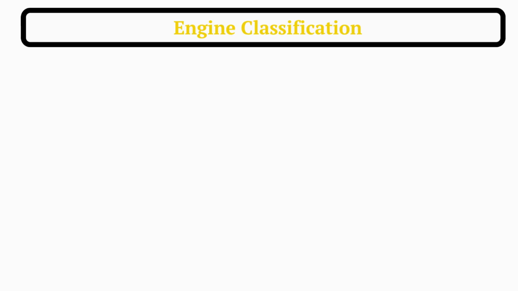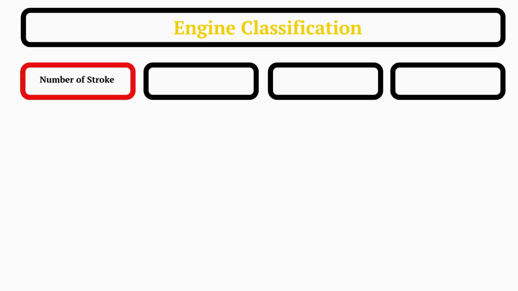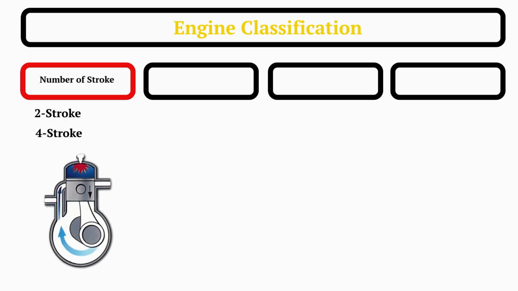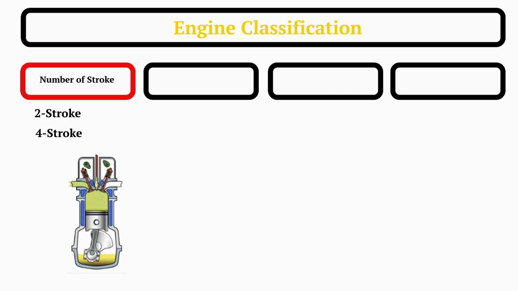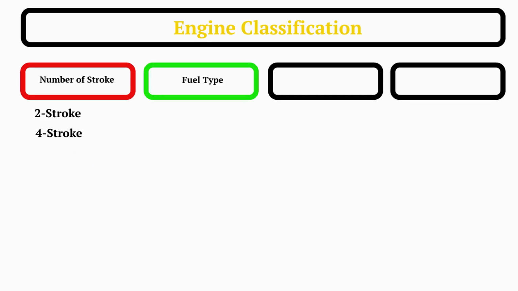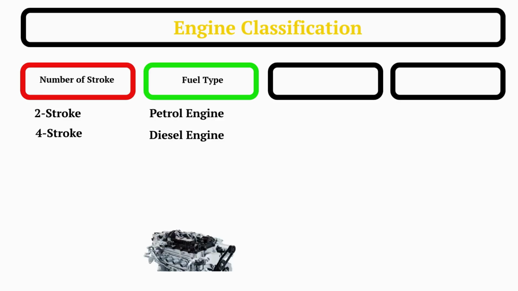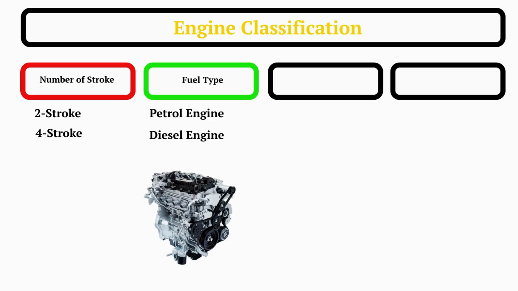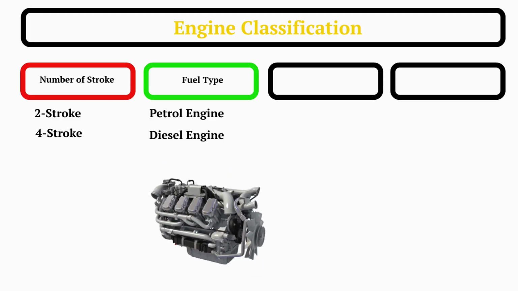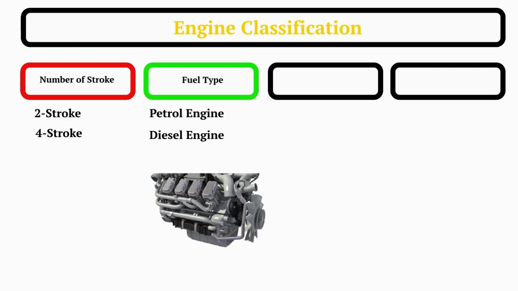In automotive engineering, engines are commonly classified using several technical criteria. One classification is based on the number of strokes. Engines can be either 2-stroke or 4-stroke. A 2-stroke engine completes a power cycle in 2 piston strokes, while a 4-stroke engine completes the cycle in 4 strokes. Another classification is based on fuel type. Common types include petrol engines and diesel engines. Petrol engines ignite the air-fuel mixture using a spark plug, while diesel engines ignite fuel using high compression.